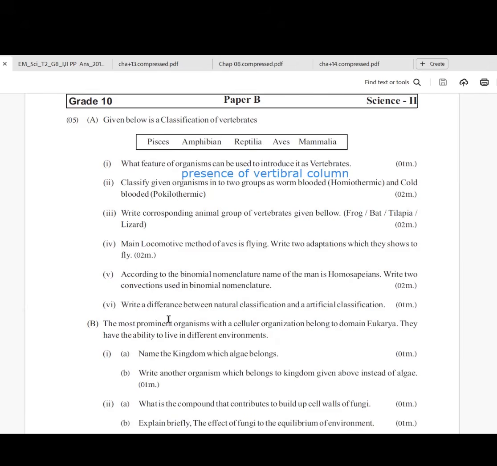Number 4. Main locomotive method of aves is flying. Write two adaptations which they show to fly. Forelimbs become wings. Light-weighted endoskeleton.